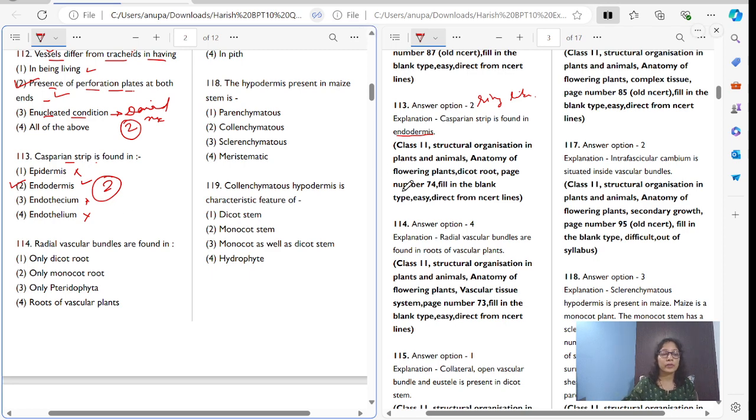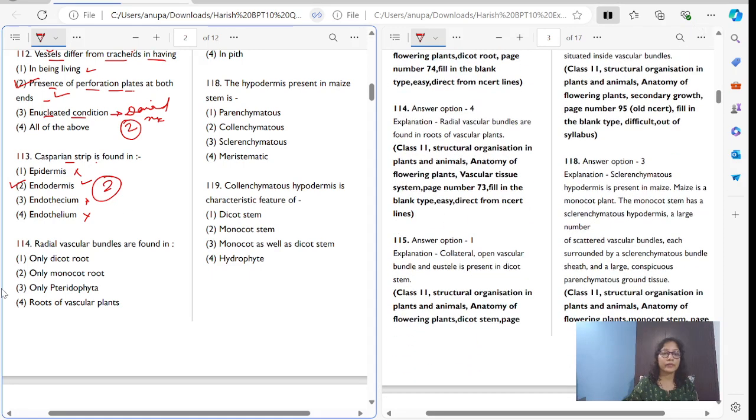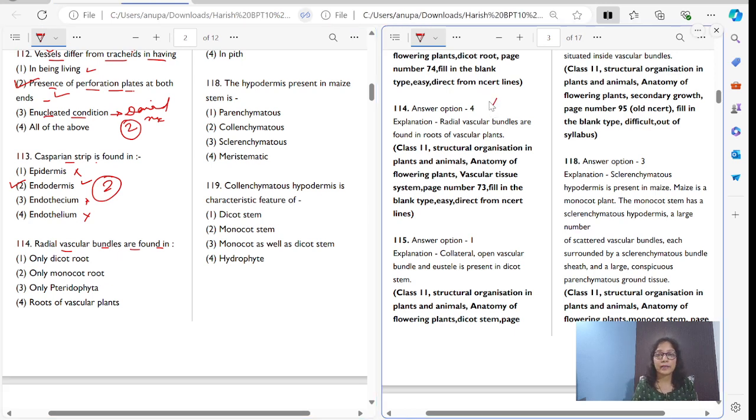Now let's move to the next question, that is question number 114. Question number 114 states that radial vascular bundles are found in. We have to find out in which type of root or stem radial vascular bundles are found. So we know that radial vascular bundles are those in which the xylem and phloem are present on different radii, and such vascular bundles are found in roots of vascular plants. So let's see the options.